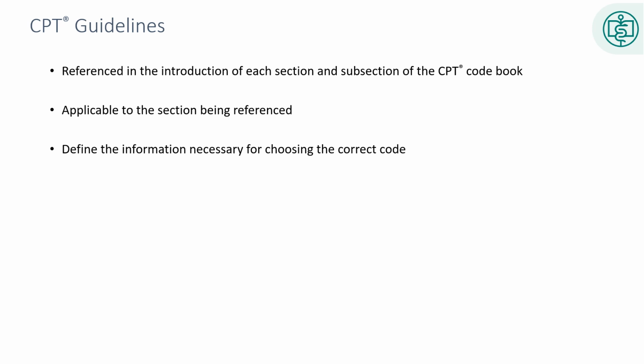They are in the introduction of each section of the book and many of the subsections. The guidelines provide specific information as to how to apply the codes in the section, such as when to add services together, report services separately, when to use particular modifiers, what makes a service complete versus limited, and so on.